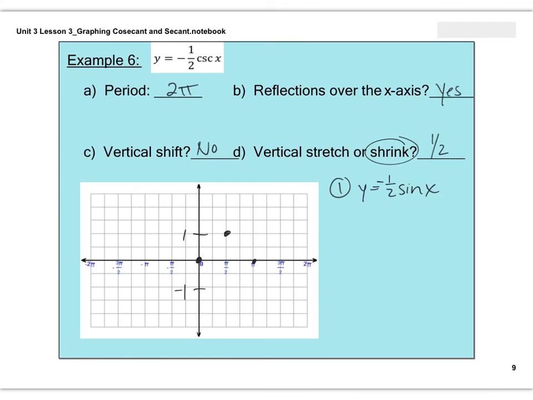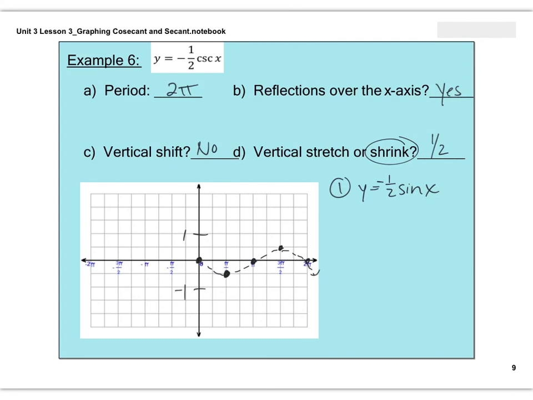So I'm going to erase these points. And I think our first point is still at 0, 0. But then instead of going up, we're going to go down. But instead of going down 1, we go down half as much. So we're going to go to right here. And then back up to 0. And then up to 1/2. And then down to 0. So see how we have a vertical shrink. It's only going up 1/2. I'm going to dot this.